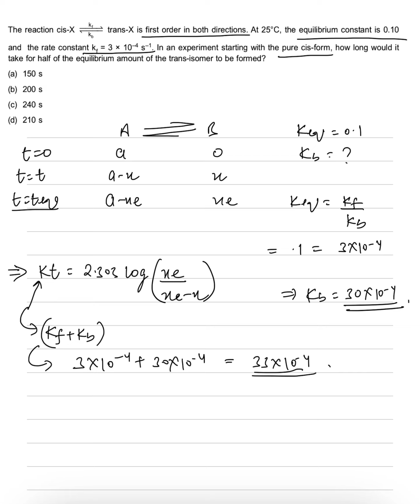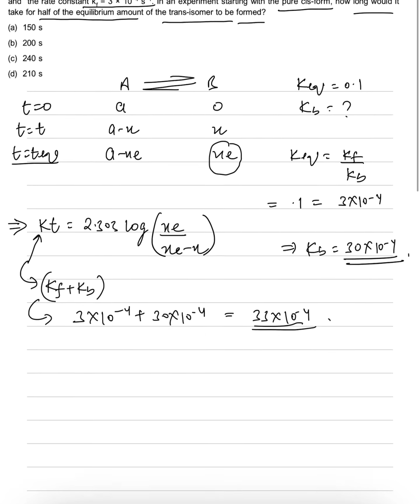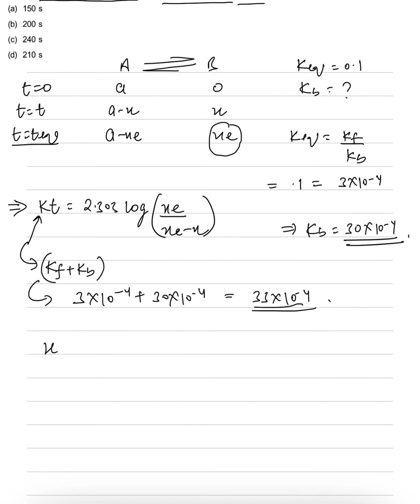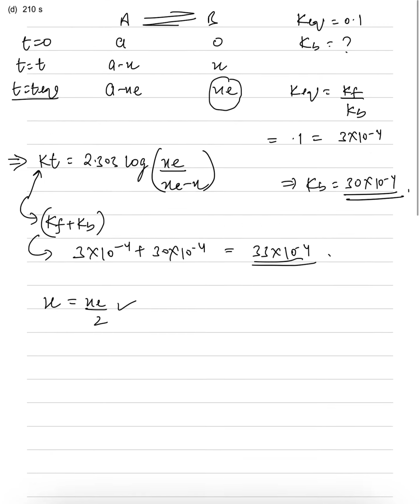Now, the question is asking how long would it take for half of the equilibrium amount of trans isomer to be formed. That means the question is asking that, let's say at equilibrium the amount of trans isomer X, that is B, formed is Xe. That means in how much time will the X formed be equal to Xe by 2. Right, this is what is asked from us, how long would it take for half of the equilibrium amount of the trans isomer to be formed. So the question is very simple now, we just needed to interpret what is given in it.